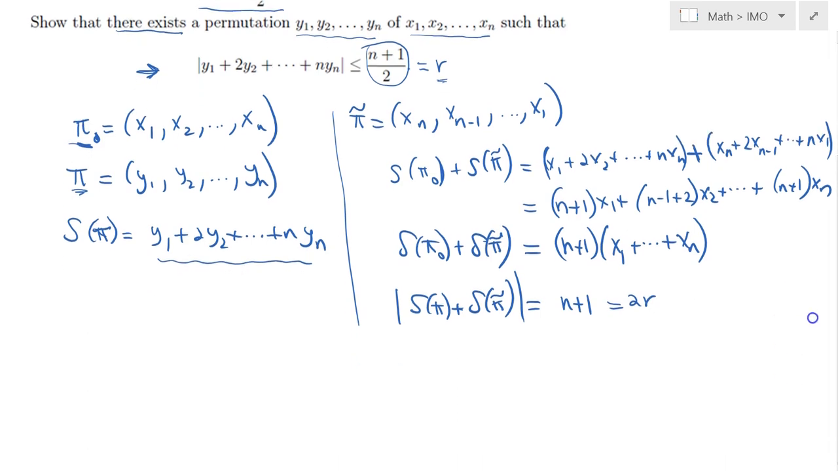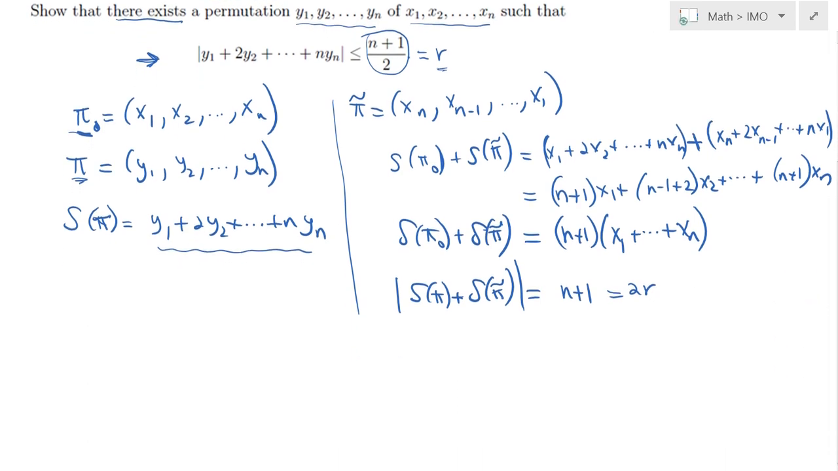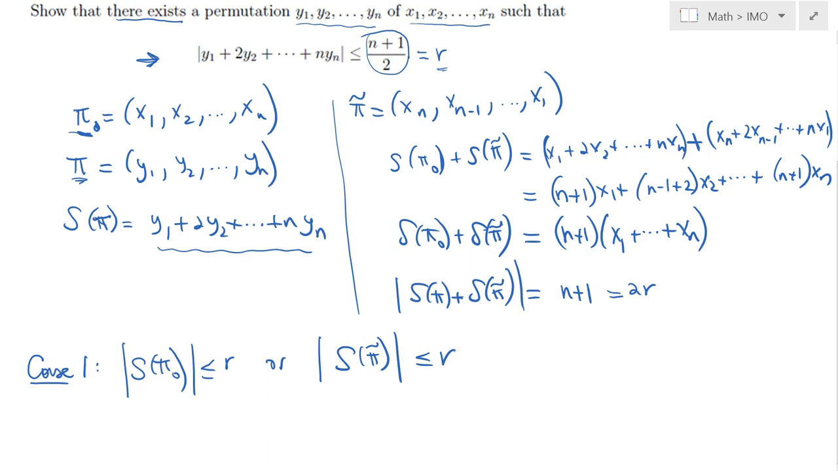Now let's focus on the following situation. So consider case 1, let's call it. Under the first case, if the absolute value of s of pi 0 is less than or equal to r, or the absolute value of s of pi tilde is less than or equal to r, then we're done.